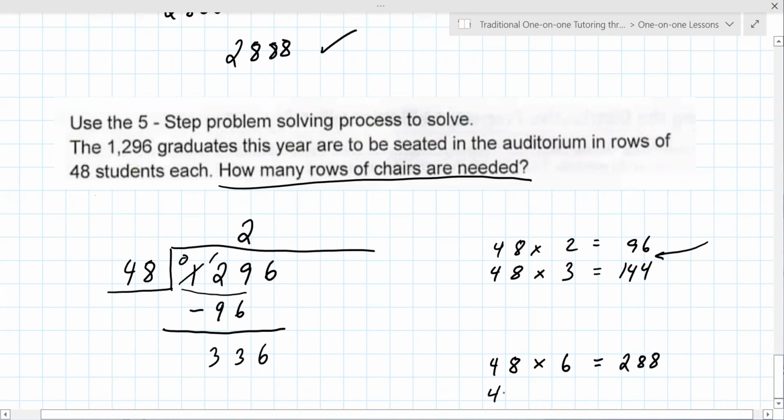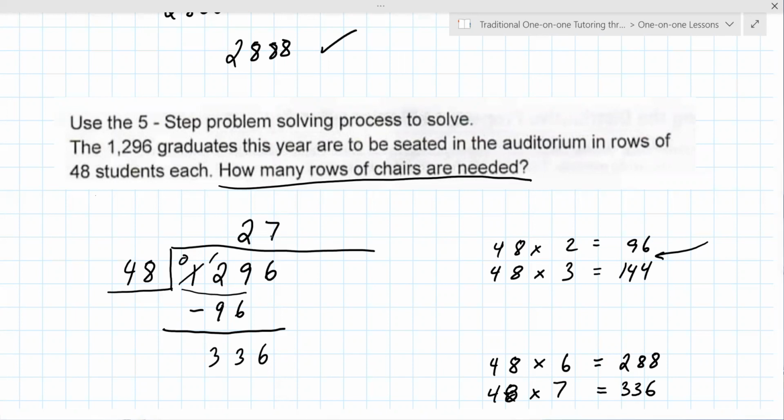which is too small. And then 48 times 7 gets you another 48, which I'm going to add to this. So 288 plus 48, 336. So it actually works out perfectly, which is nice. Because that was going to be my question to you, do you need an extra row or not? But no, you do not. 27 rows. Definitely would recommend you try working this one out on your own if you have time.